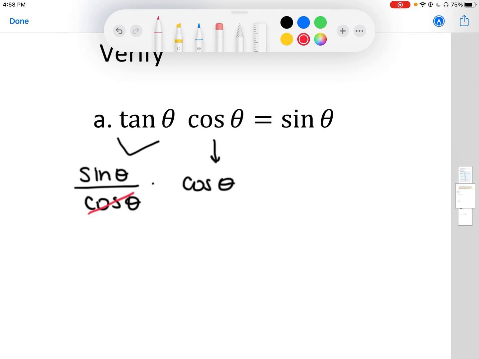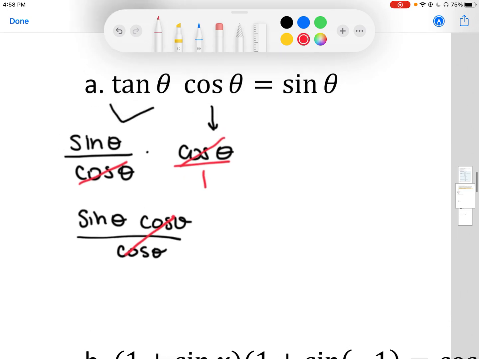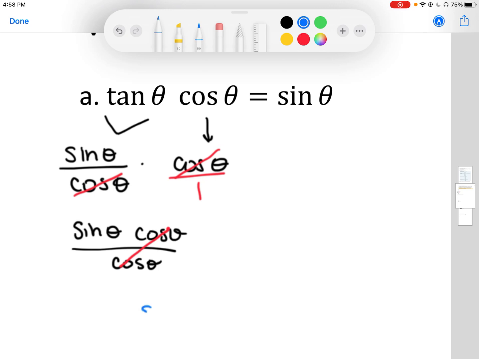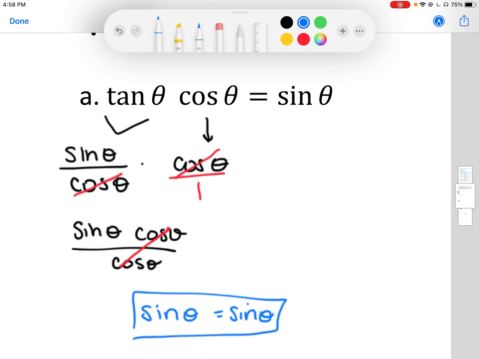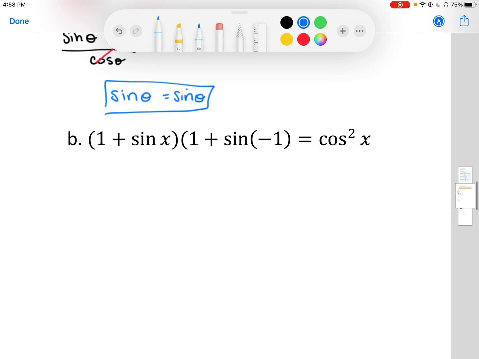And we bring down our other one, we have cosine theta. Well, isn't cosine divided by cosine just 1? If you can't catch it, you can rewrite it to be sine theta cosine theta divided by cosine theta. Okay, then you might see, yeah, those things cross out to make 1. So that we just have sine theta equals sine theta. Pretty cool, right?